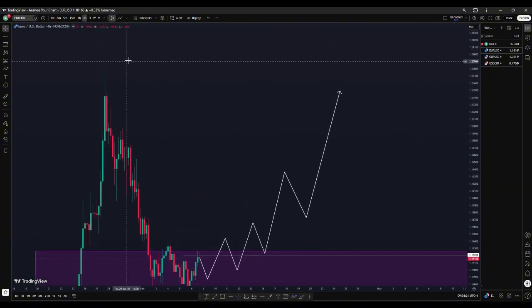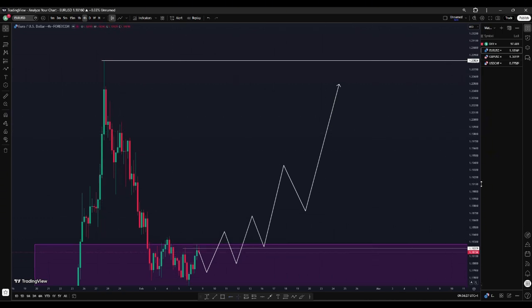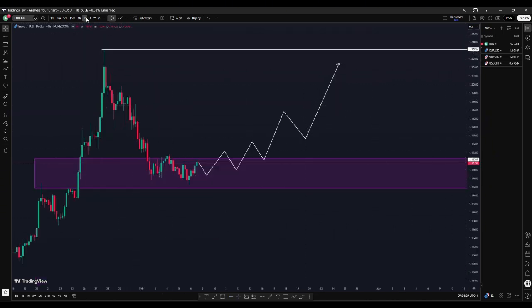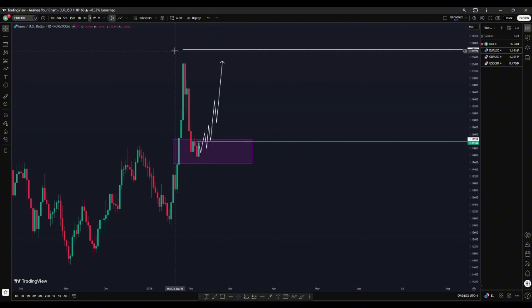And if that's the case, where are the targets? The target for this trade is probably going to be this high here, the daily high here. So if you go up to the daily time frame, you are going to see more clearly that this is the old high. This is going to be the target for this particular trade.